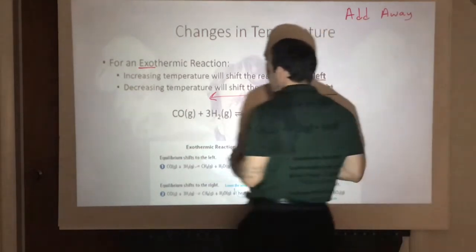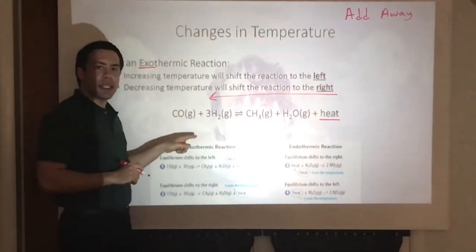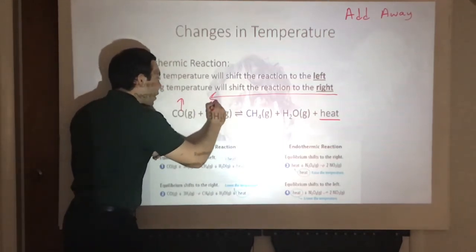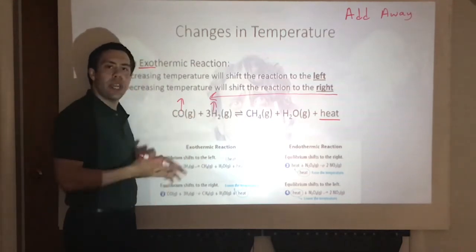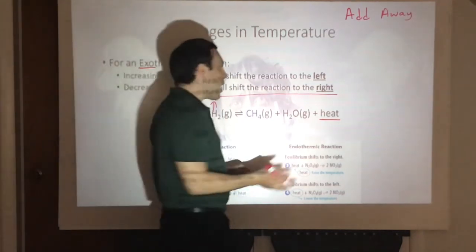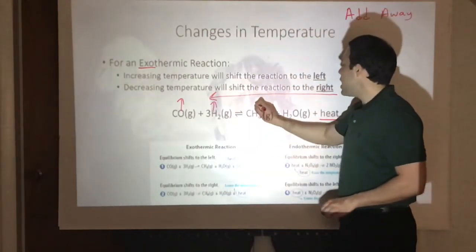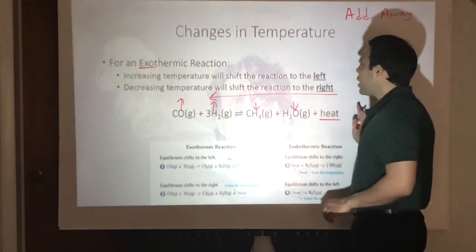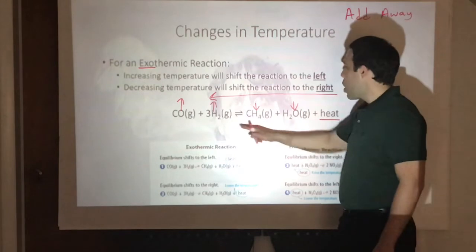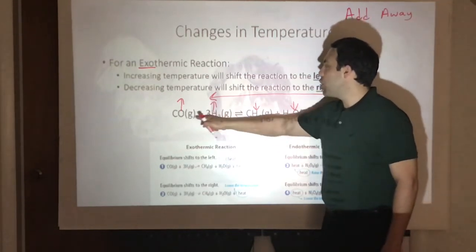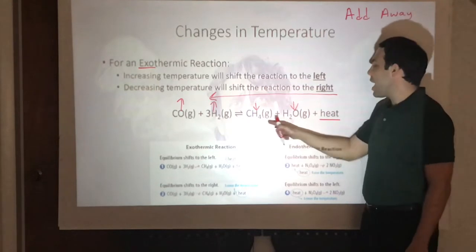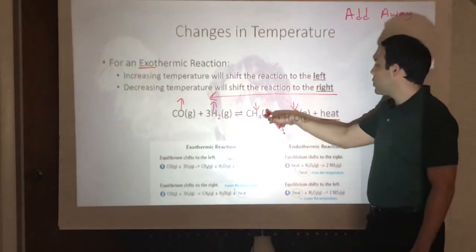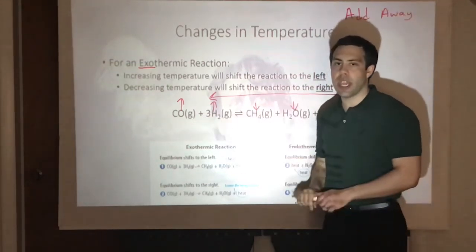As a result of this, the substances at the tip of the arrow, the CO and the H2O, will increase. The concentrations of the reactants will increase. Also, by shifting the reaction to the left, we will decrease the amount of CH4 and H2O. By shifting the reaction to the left, we're making more H2 and CO by using up CH4 and H2O. These will decrease, the products will decrease, the reactants will increase.